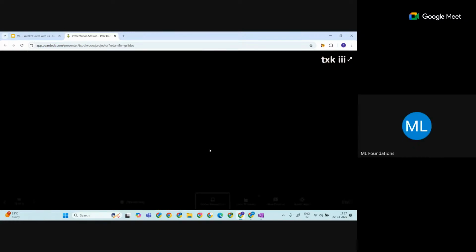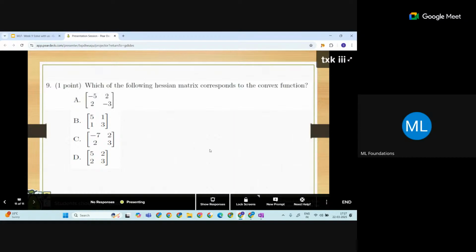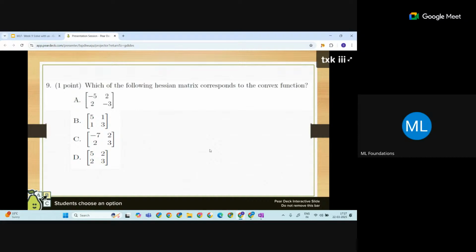Let's do the next problem. Last problem. Which of the following Hessian matrix correspond to the convex function? Easy.